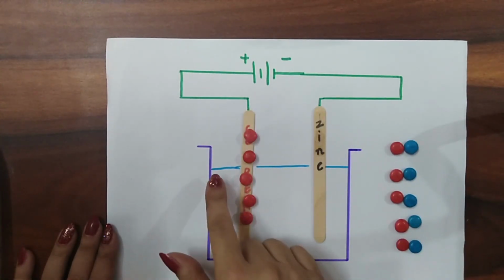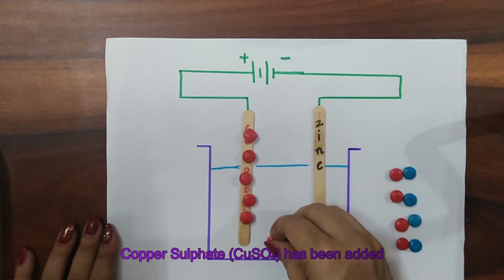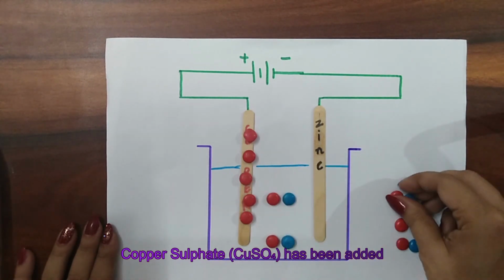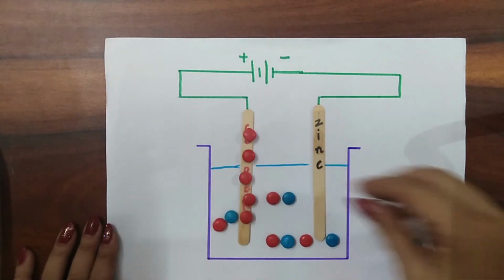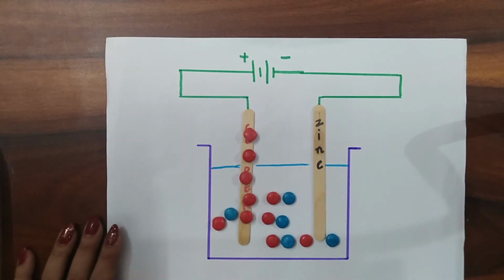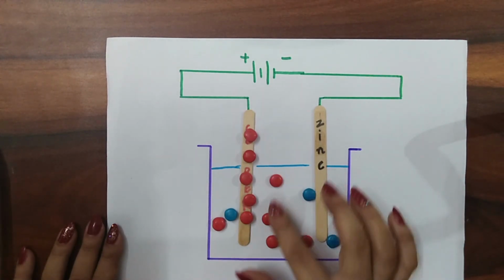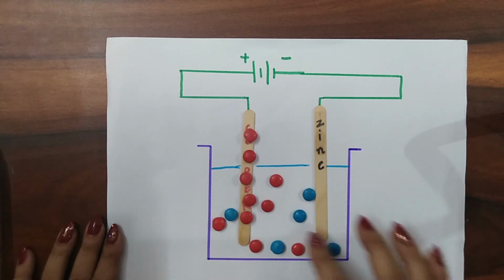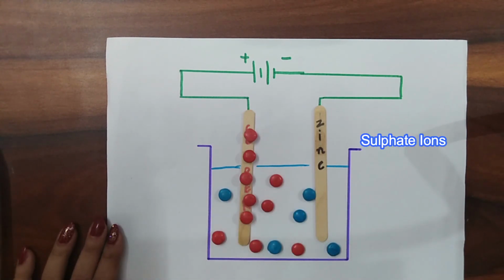Now another thing is that we have filled this particular beaker with water. So this is the level of the water which I have shown here. Now copper sulfate has been added. So once the current passes through this water which is having copper sulfate crystals also, these crystals of copper sulfate will dissociate into the free mobile ions. So here red ones are the copper ions and blue ones can be assumed as the sulfate ions.